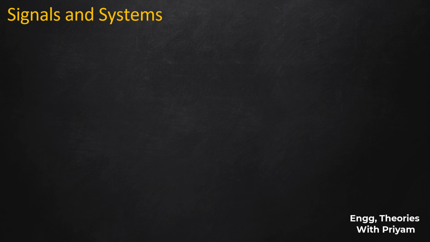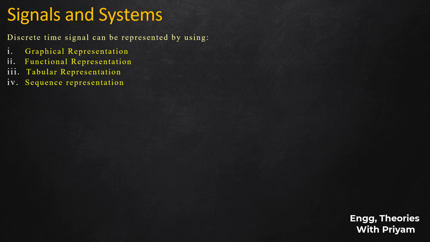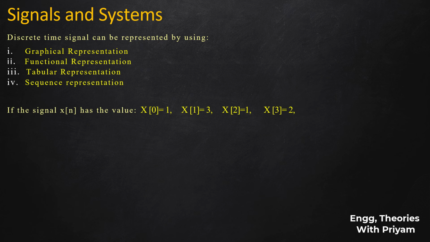Representation of the discrete time signals can be done by using graphical representation, functional representation, tabular representation, and sequence representation. We have already seen the graphical representation of the discrete time signal. Let's take an example of the discrete time signal and see the following representations. Let's take a signal x[n]. The value of the signal x[n] at 0 is 1, at 1 it's 3, at 2 it is 1, and at 3 it is 2. And in the negative x-axis, the value of the signal x[n] at minus 1 is equal to 2, and at minus 2 it is minus 3.